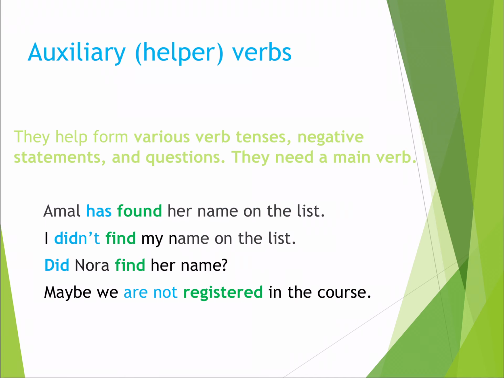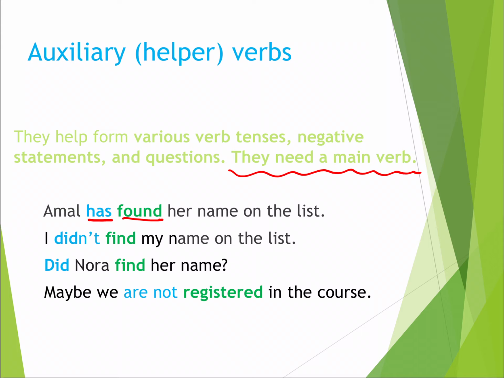Okay, there are other auxiliary verbs or there are other helper verbs. It's not only the be verb. So, why? Because auxiliary verbs or helper verbs help form various verb tenses. They form negative statements and questions. And what's the point here? The main point is the helper verb will always need a main verb. Let's look at the 4 examples. We won't talk about what verb tenses they are for now, but just notice that the helper verb is in blue and the main verb is in green. Okay? Helper verb and main verb.